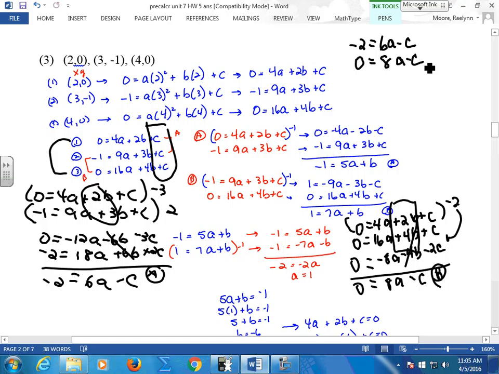What do you want to eliminate? C. Okay, so which one would you like to multiply by a negative 1? The top one. Let's get rid of that negative 2 out there. And C is gone. So A is equal to 1. Back substitute into either one of those. Whatever one looks nicer for you.